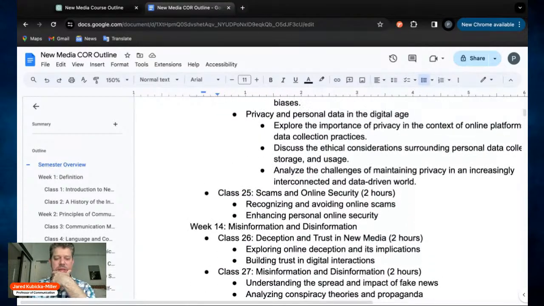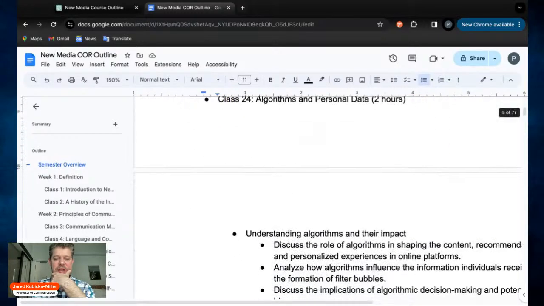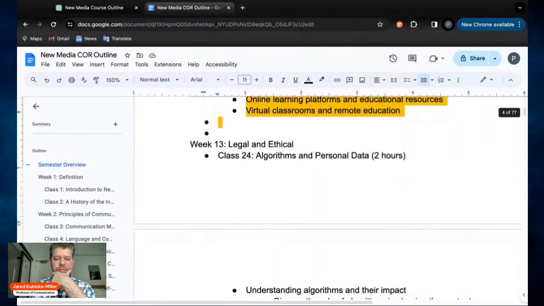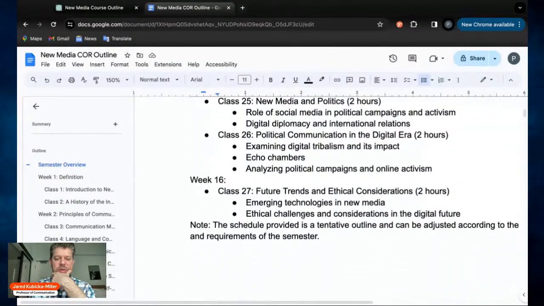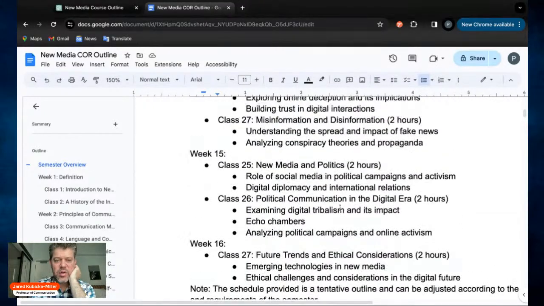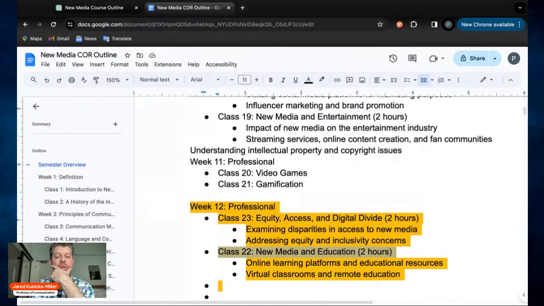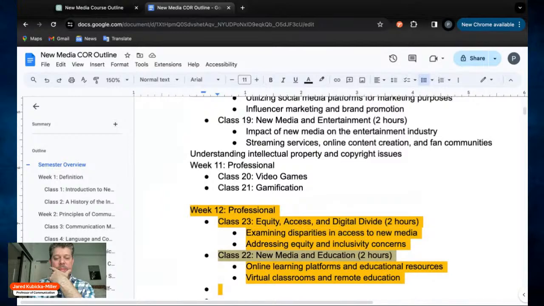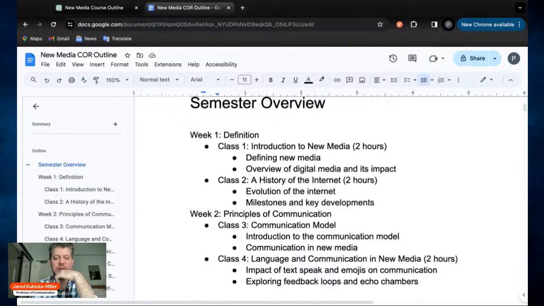Misinformation, deception, and trust. Education is really important when it comes to new media, legal and ethical, personal data. So personal data, politics, future trends. So we do have, oh my goodness, there's just so much to talk about with new media. How do you deal with it all? I'm starting to think that maybe equity, access, and digital divide might come in the first half of the semester.